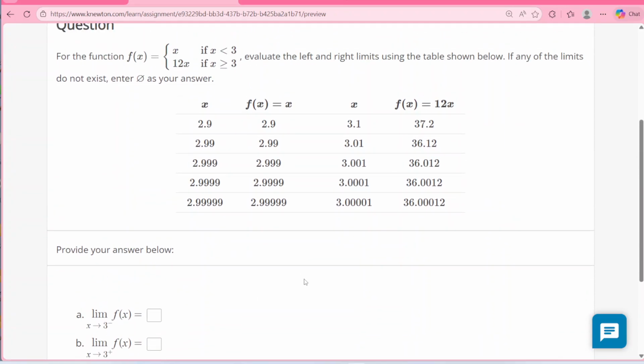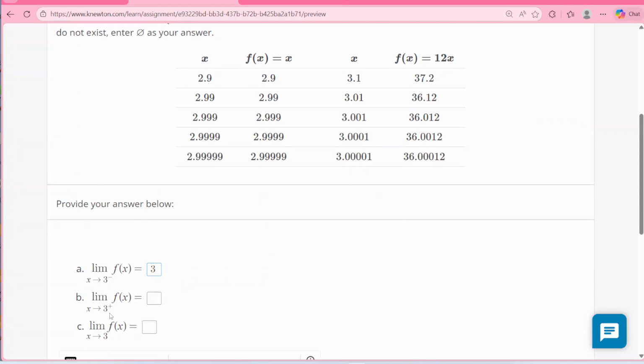So that's plugging in values less than 3. So that's this part of the table with the 2.9, 2.99, 2.999, getting closer and closer to 3. And you see the output is 2.9, 2.99, 2.999, getting closer and closer to 3. I hope that's obvious. As x approaches 3 on that piece, your output is just x. So x would approach 3, so your limit's 3 on that one.